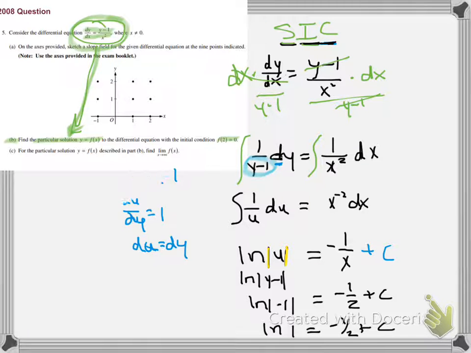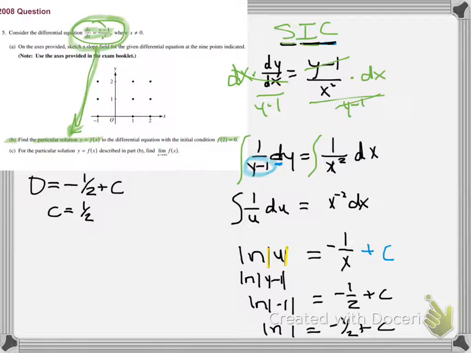I'm going to erase this work over here so we have a little bit more space. So now we need to know what natural log of 1 is. What's the exponent on e that would make 1? Well, that's 0. And so 0 equals negative 1/2 plus c. And so I know c is 1/2.